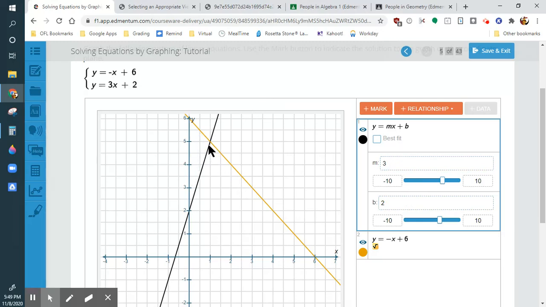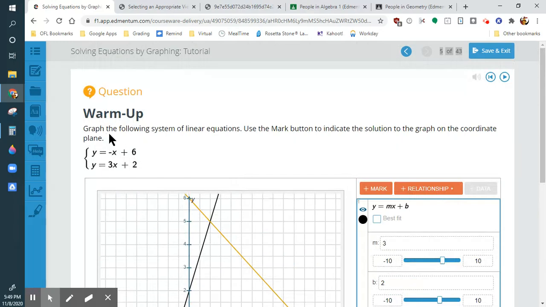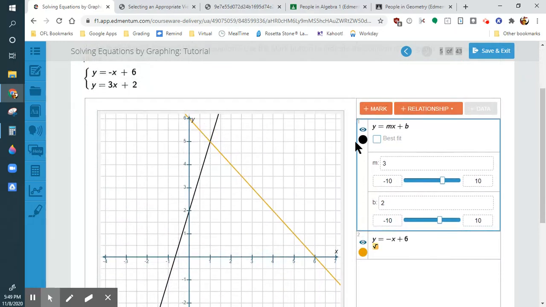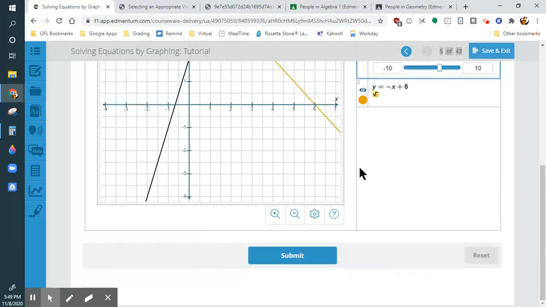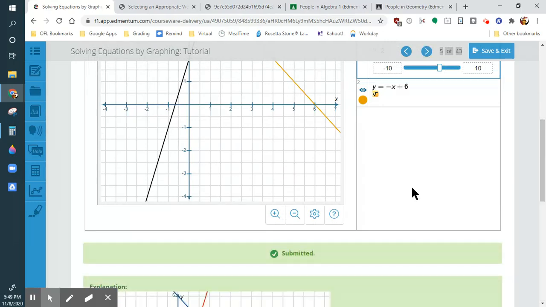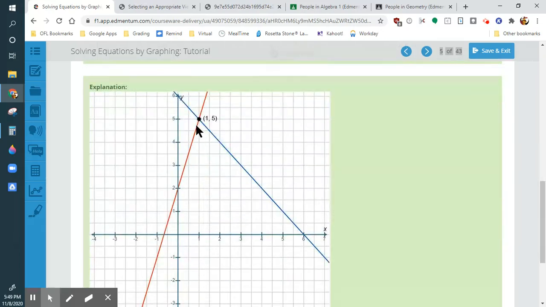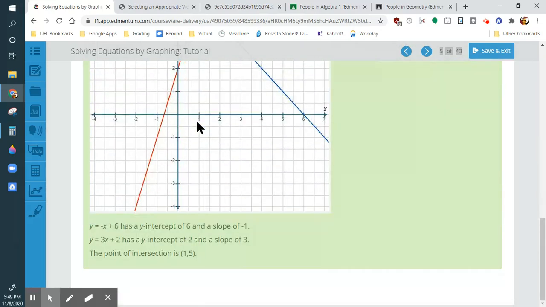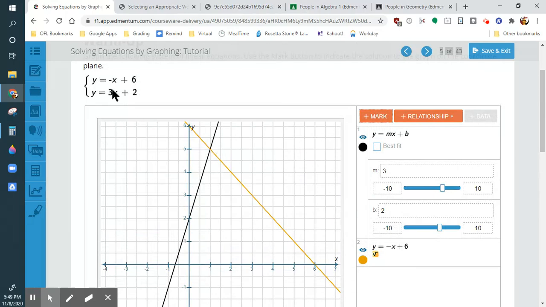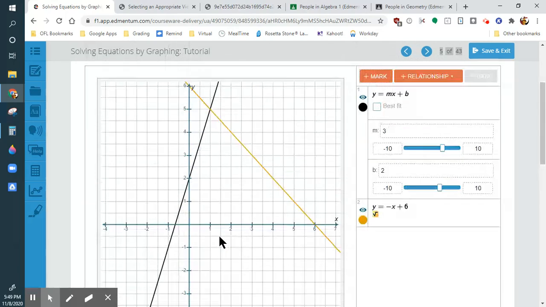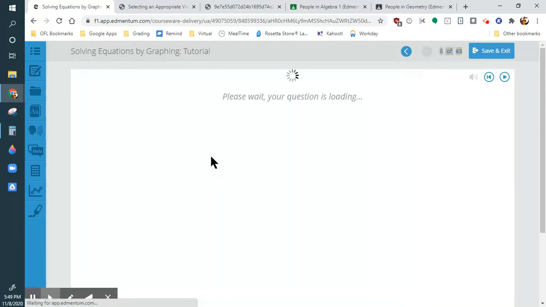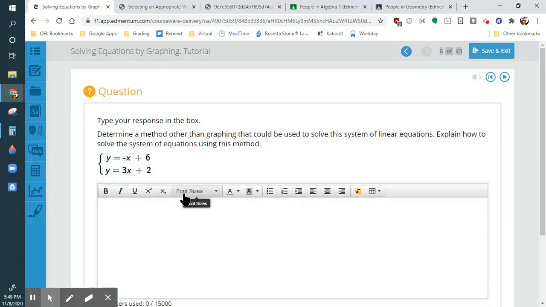So we got this going, and it looks like they want us to graph it and then mark it. So now we have to mark it, so we're going to click mark. Come on. Okay, so I don't know why I wasn't able to mark it, but you can see that the answer is right there after you submit it. So this would be the answer. We could have solved this using substitution and we would get the same answer. I think they just wanted us to do the graphing a little later.